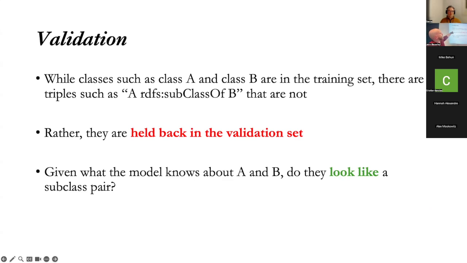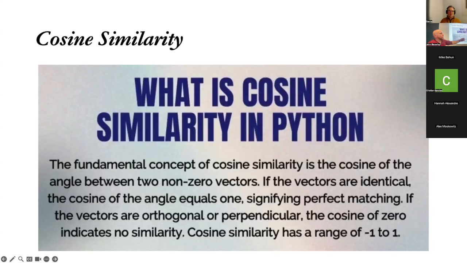But leading into that, validation. When you have a class such as A and B in the training set, and you have triples where A has a subclass of B that are not held back in the validation set, what we want to ask is: given what the model knows about A and B, do they look like subclass pairs? So we want to be able to validate against that, using what we trained, with this similarity strategy, which is very common.